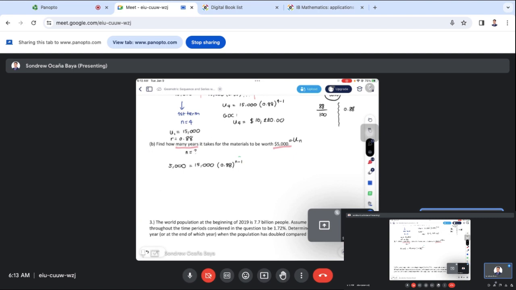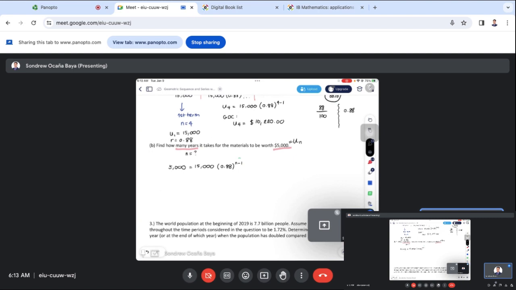Now before you use GDC here, it's better for us to do a little of solution, especially if the point in the IB exam is quite high. There are many points. So the examiner would wish to see a little of your solution before you use GDC. So we can divide both sides by 15,000. And so we have here 1/3 equal to 0.88 to the power of n minus 1. So at this point, we can now make use of GDC.